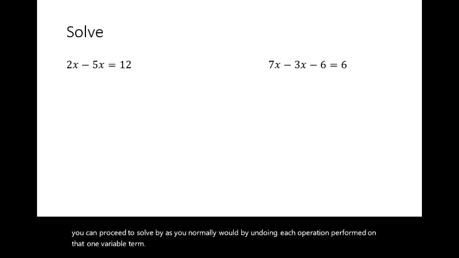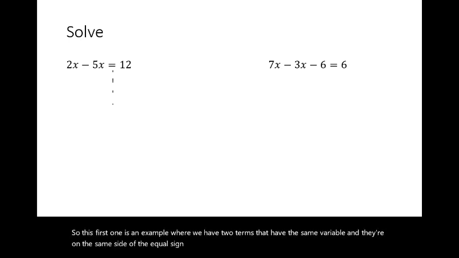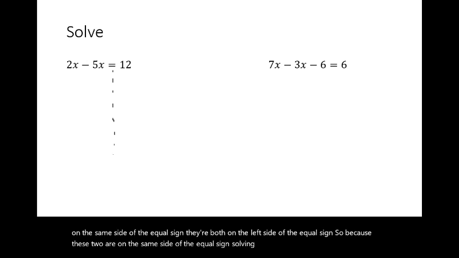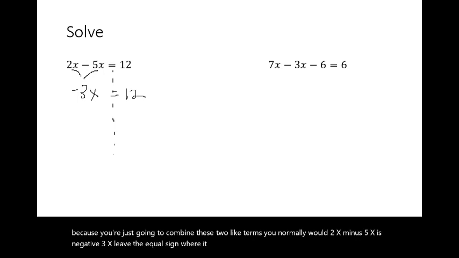So this first one is an example where we have two terms that have the same variable, and they are on the same side of the equal sign. They are both on the left side of the equal sign. Because these two are on the same side, solving this is actually really easy, because you're just going to combine these two like terms like you normally would. 2x minus 5x is negative 3x. Leave the equal sign where it is, and then 12.